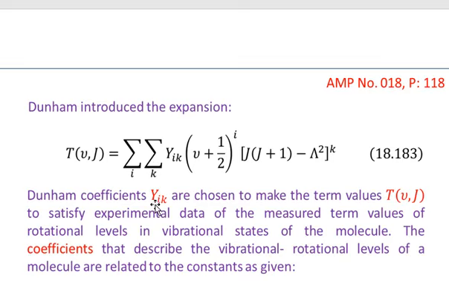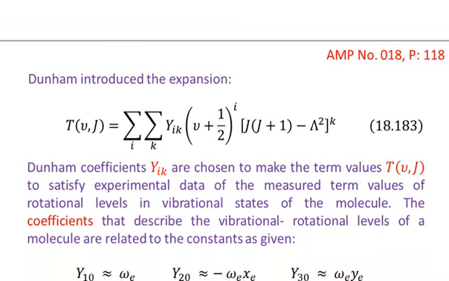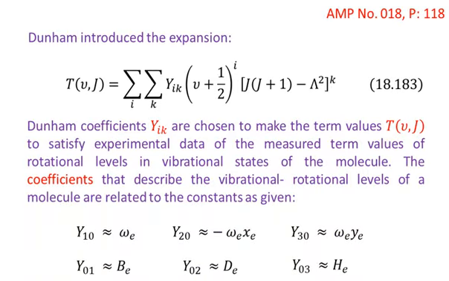The Dunham coefficients Yik are chosen to make the term values T of V and J satisfy the experimental data of the measured term values of the rotational levels in a vibrational state of the molecule. That is, when the molecule is rotating as well as vibrating, the Dunham term value T of V and J gives a formula as given in equation number 183, which satisfies the experimental data greatly. The coefficients that describe the vibrational rotational levels of a molecule are related to the constants as given.